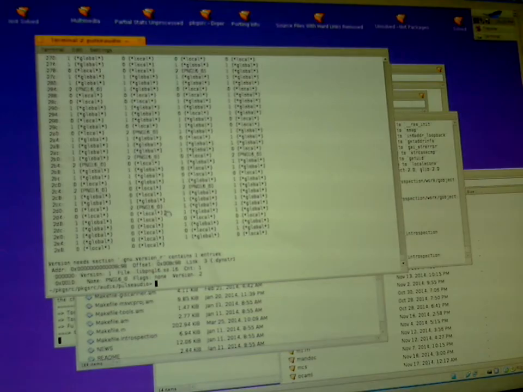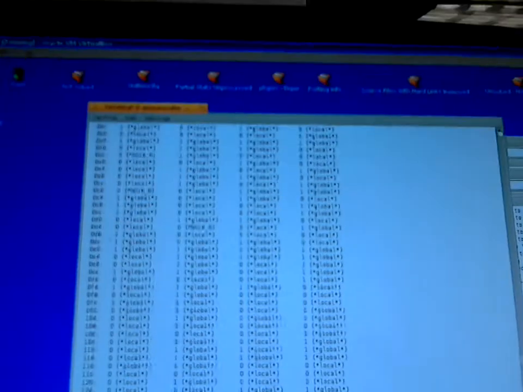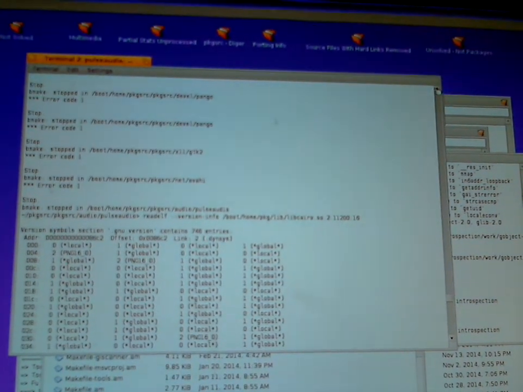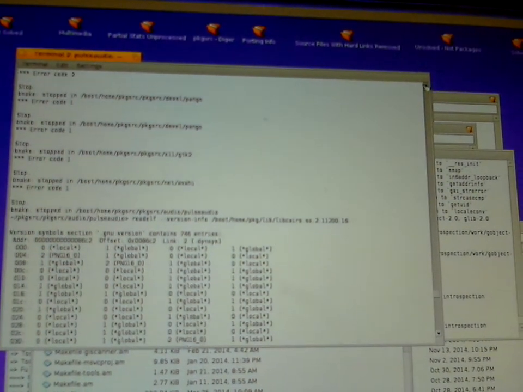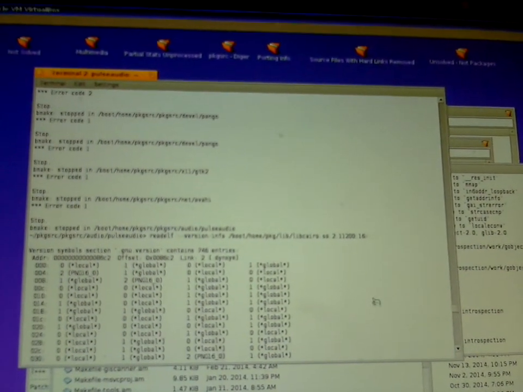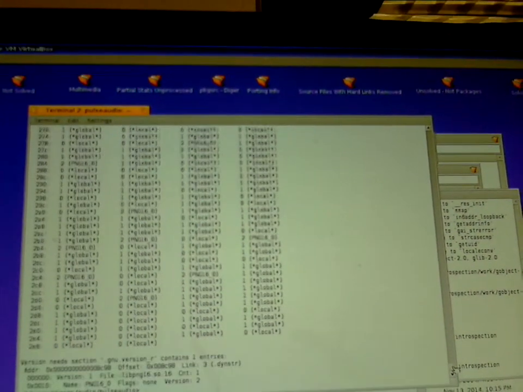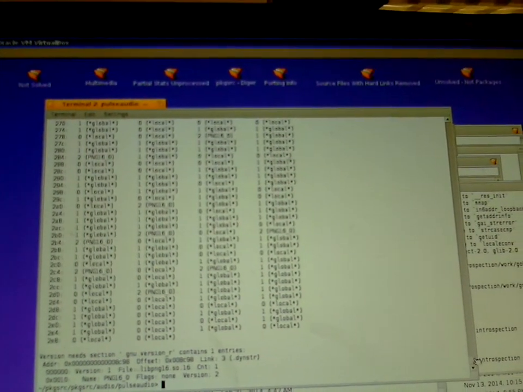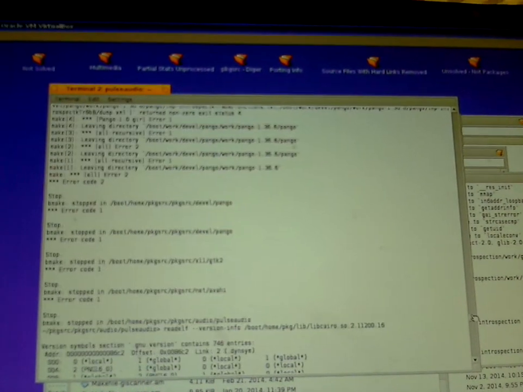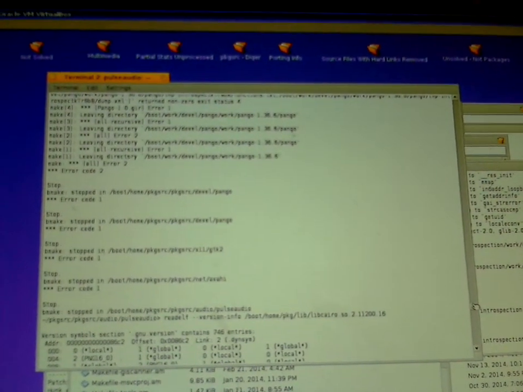Okay, so it has versioning in this. That's strange. It's got a version from library PNG. Look at all this stuff. And you're just like, my God. Of course, PulseAudio isn't really a big prize, but this is one of the dependencies for it.